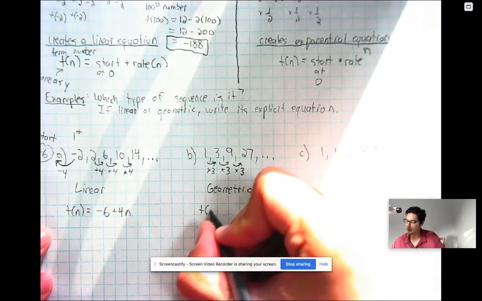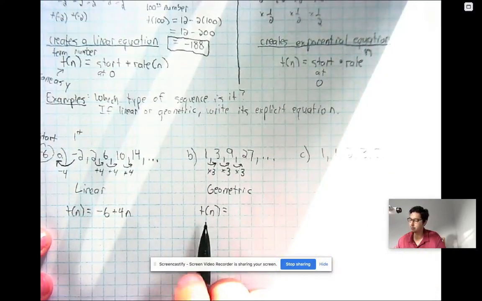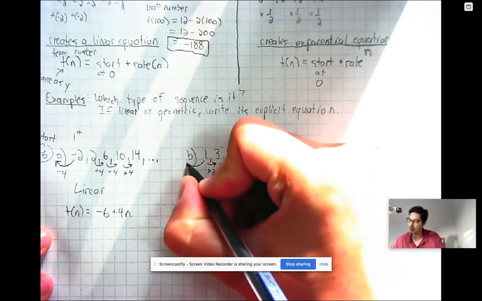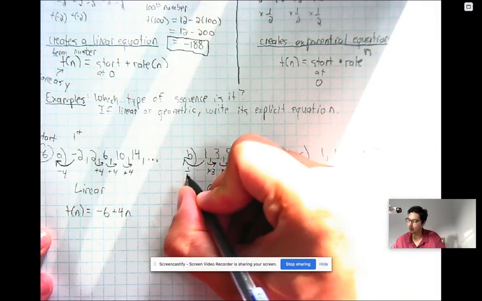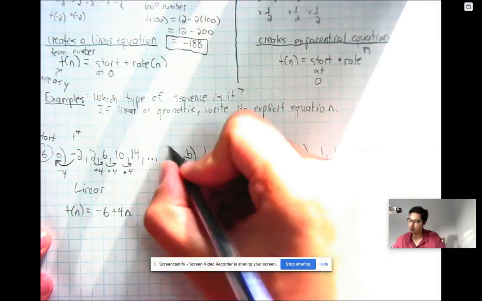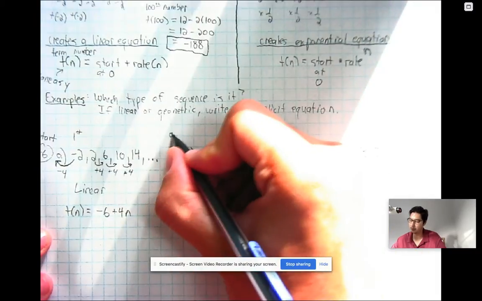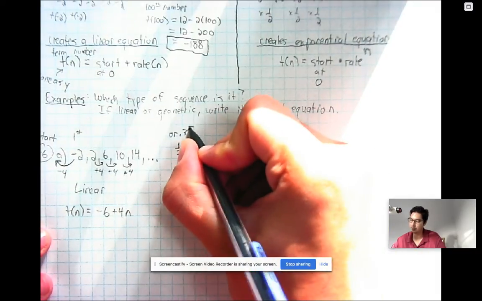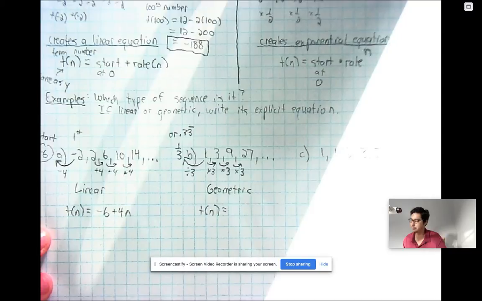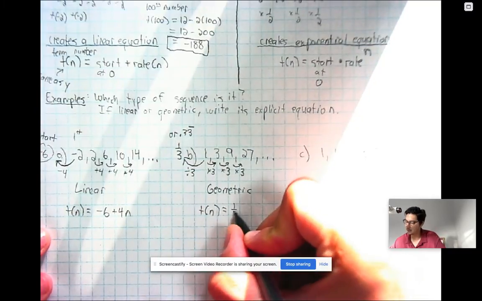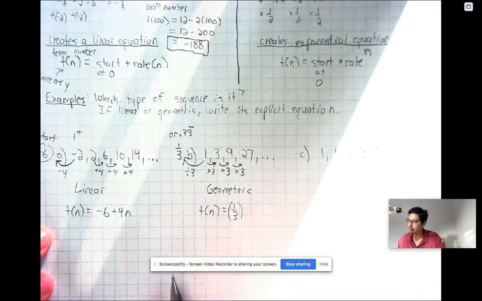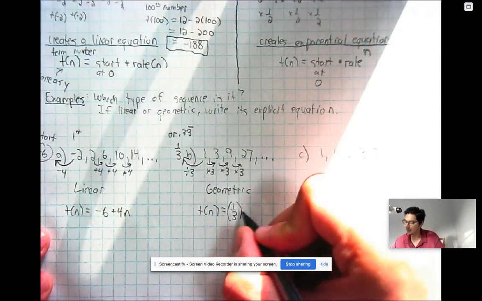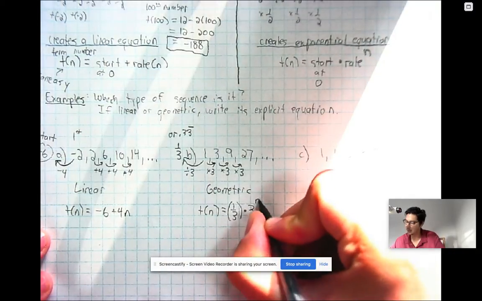So this equation is going to be t of n equals the starting value, which again, we have to work backwards to get the 0th value. So we divide by 3. 1 divided by 3 is 1/3, or 0.33 repeating. If you put that in a calculator, it won't matter. So it's 1/3. And then the pattern here, which is timesing by 3 to the nth power.